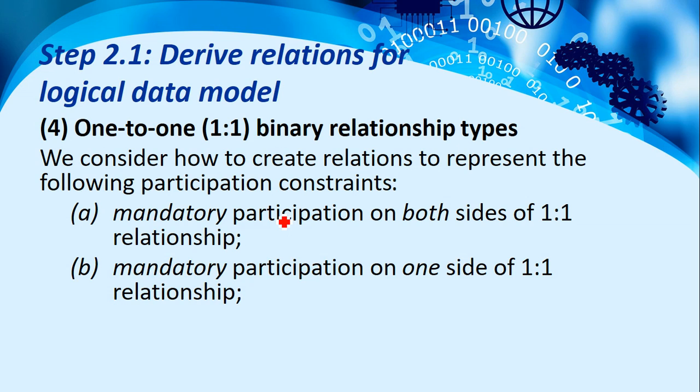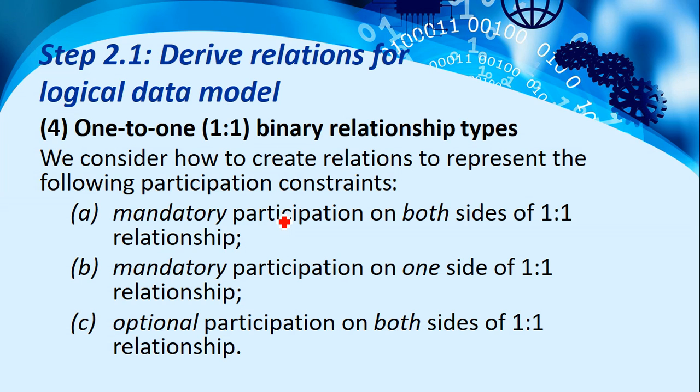And then this is another scenario in which there is mandatory participation on only one side, no? Only one entity. And then in the third scenario, both of these entities have optional participation. So what is the strategy if you ever encounter such a scenario for a one-to-one binary relationship, no?